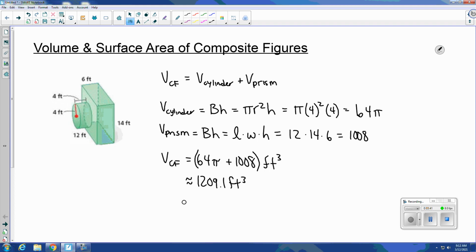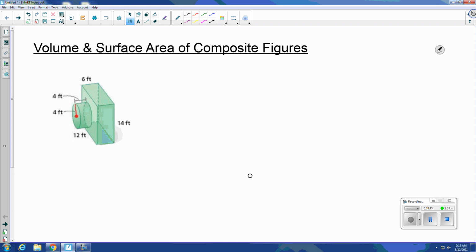Now let's take a look at surface area. For the surface area, we have to make sure we recognize that this is one piece, and we just want to identify what parts of these individual 3D shapes are on the actual surface. So if we're going to do total surface area, what we'd want to do is take the total surface area of our cylinder. By the way, this is one way to look at it.